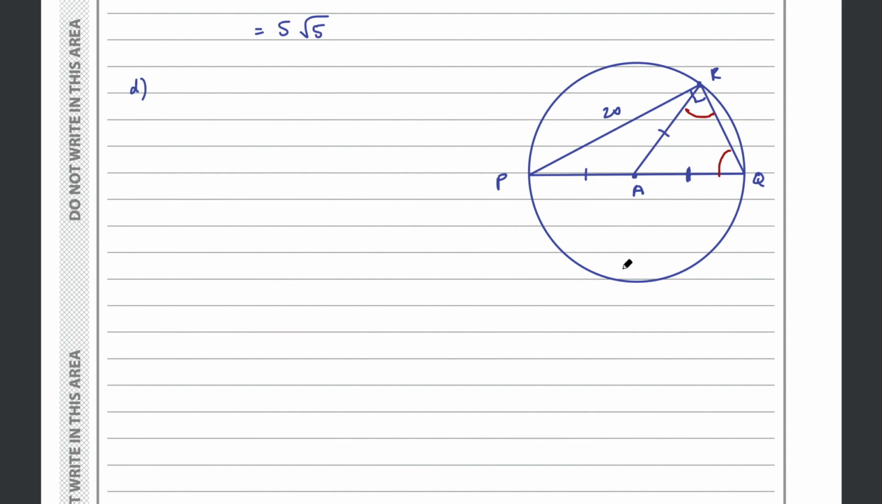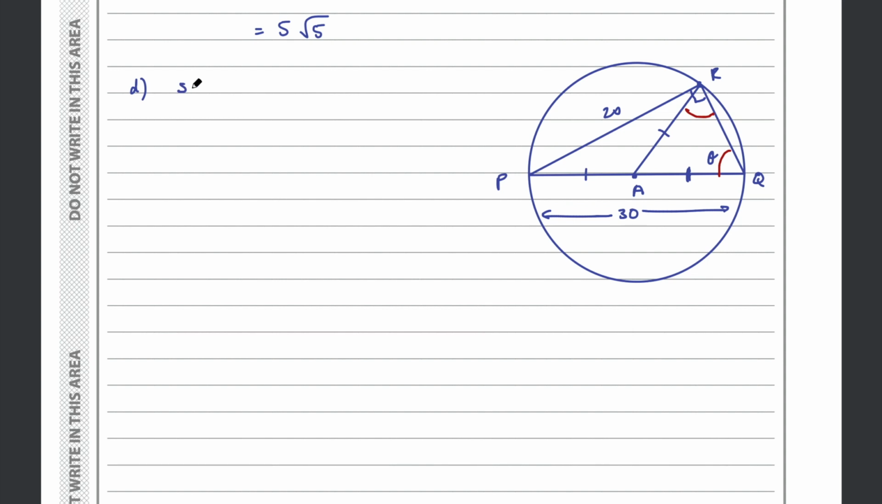The other thing I know that I haven't written in yet is PQ is 30 units long, because that's the diameter, right? 2 lots of the radius is 30. This is a right angle triangle. So this angle in here, PQR or AQR, I can find using the trigonometric ratios, right? So what would I need? What ratio would I need there? I need the opposite over the hypotenuse. So that would be the sine ratio.